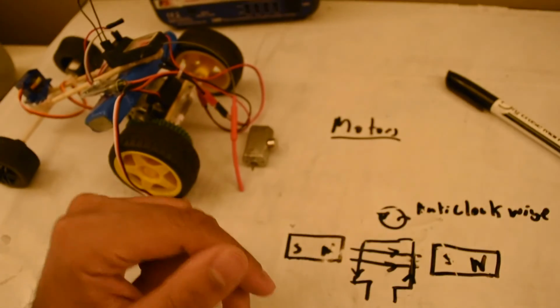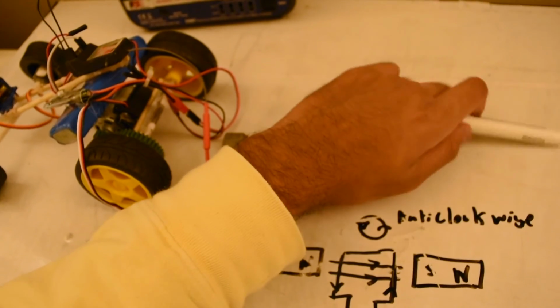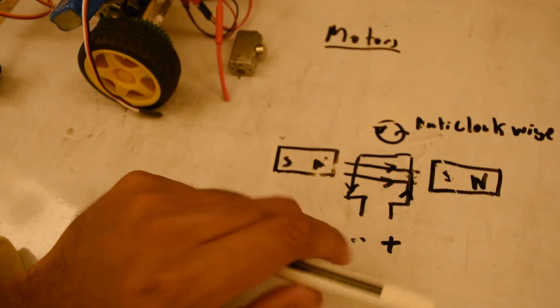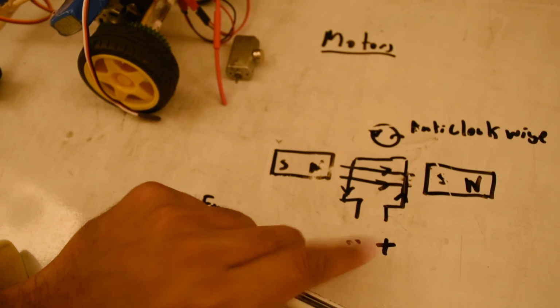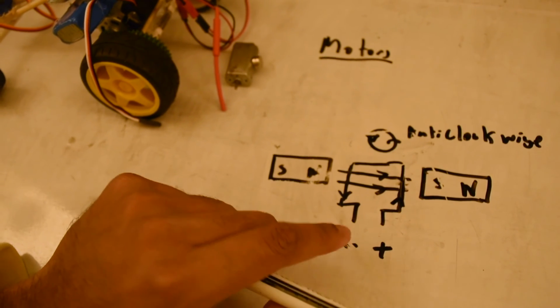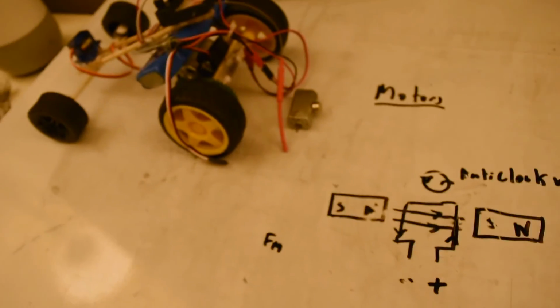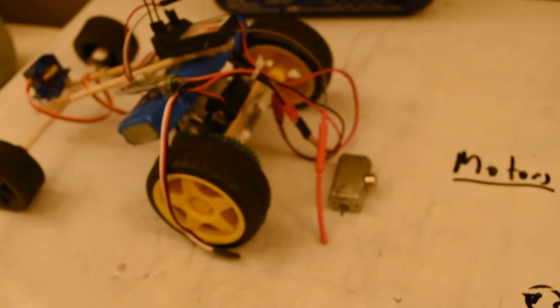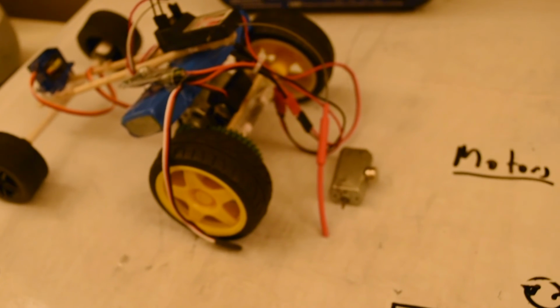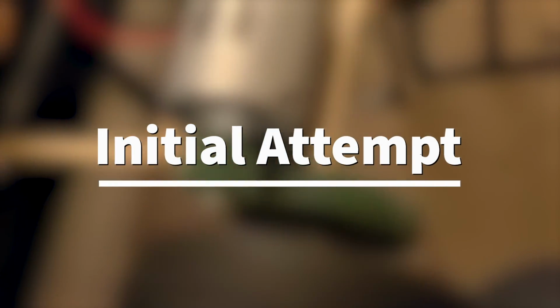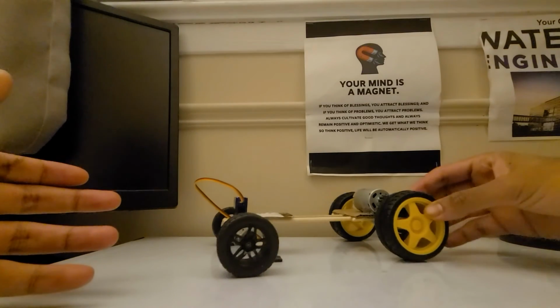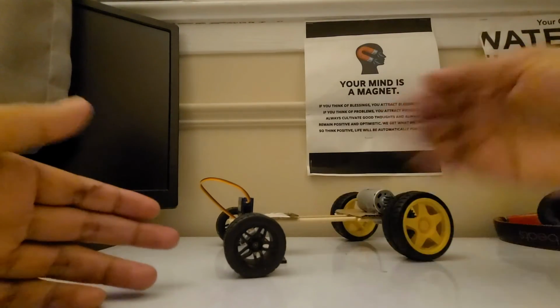That is why there is the use of a commutator. So as it turns, there is a commutator over here which flips positive and negative every time this whole coil turns 180 degrees. And that explains how motors work and how they're useful in the case of this car. It's the first attempt of me creating a successful engine which actually works, and also the steering system.